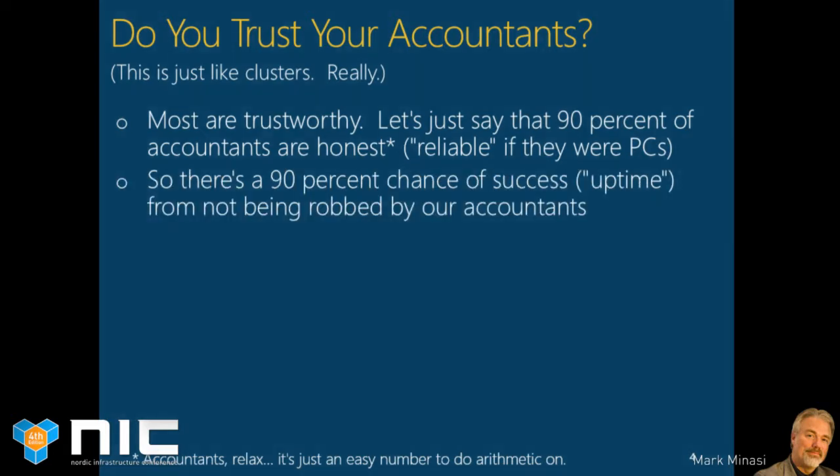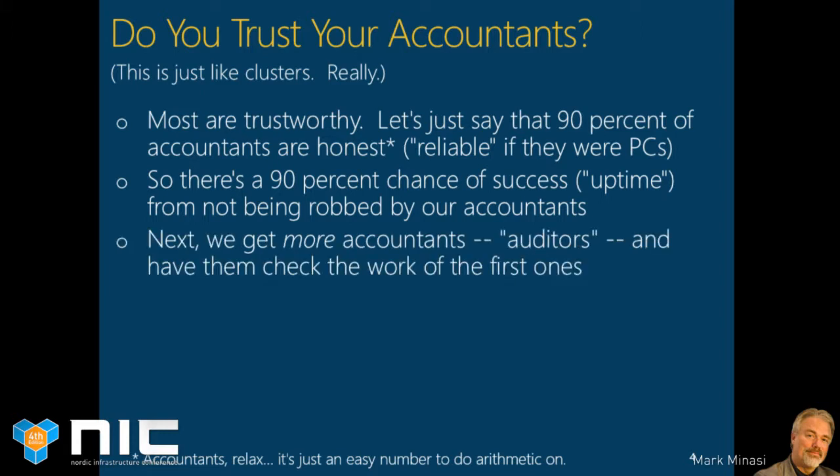So, if you hire one accountant to do your bookkeeping, you have a 10% chance of node failure. You have a 90% chance of uptime, in other words. How many nines is that? That's 1 nine. Not impressive. I asked you the question, do you trust your accountants? And the answer is no, of course you don't trust your accountants. That's why you get a second set of accountants called auditors who check their work. Do you trust your auditors? Hint, they're just accountants.